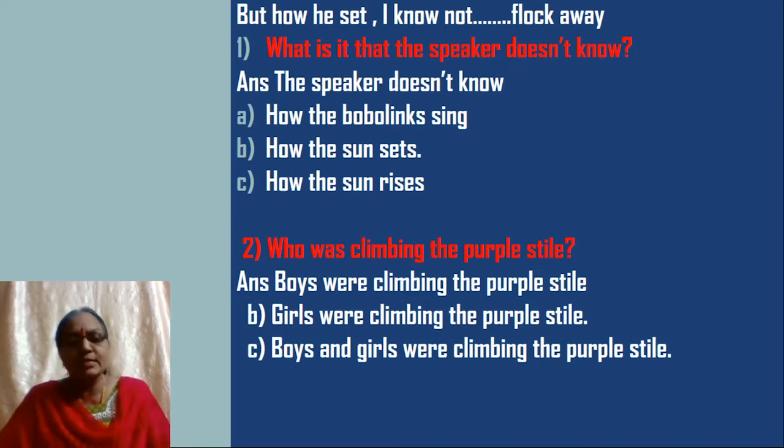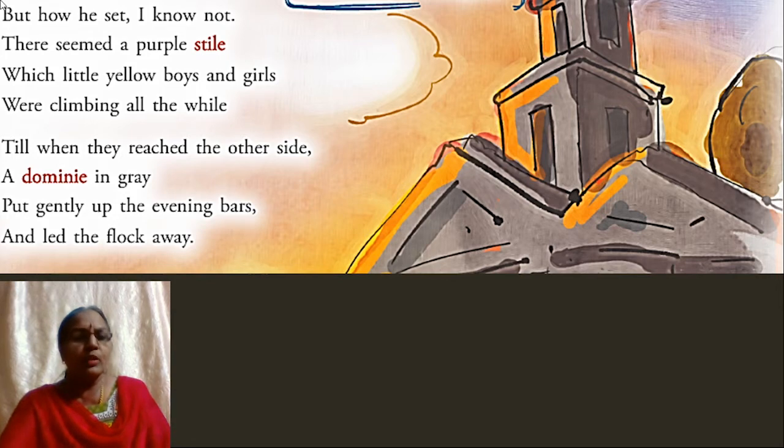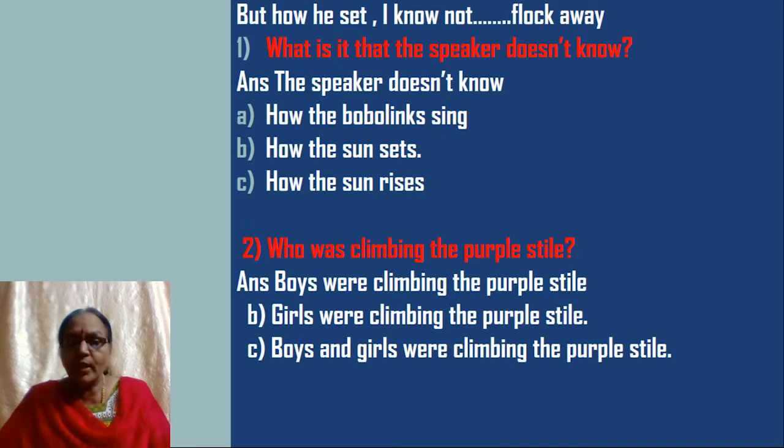Now, second one. Who was climbing the purple stile? Go back to the stanza. There seemed a purple stile, which little yellow boys and girls were climbing all the while. Back to the question: boys were climbing the purple stile, girls were climbing the purple stile, or boys and girls were climbing the purple stile. So what's the answer, children? Your answer is C. Click on C. The correct answer is C, boys and girls were climbing the purple stile.